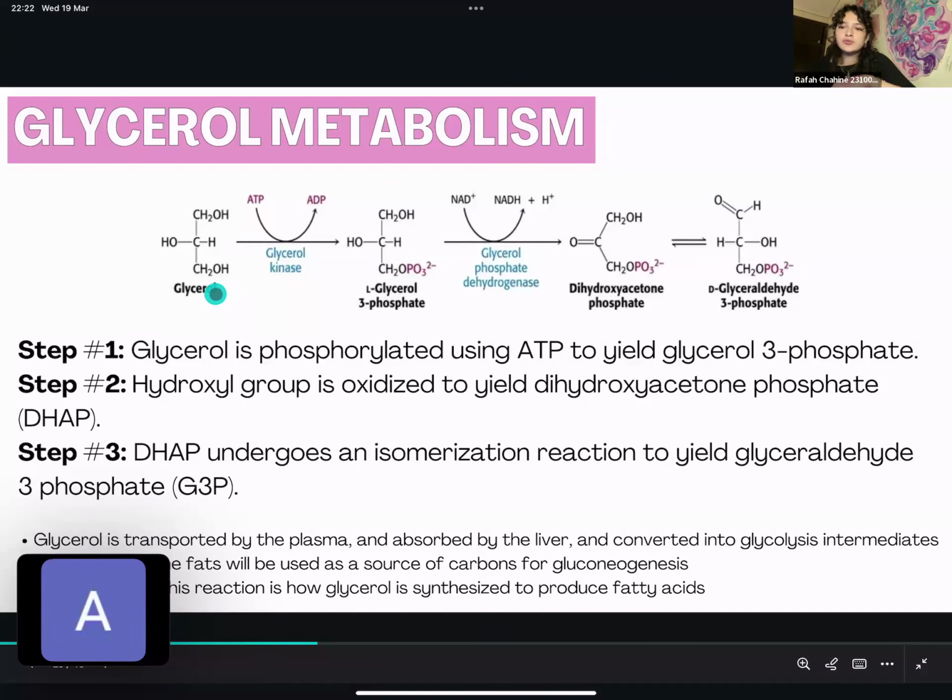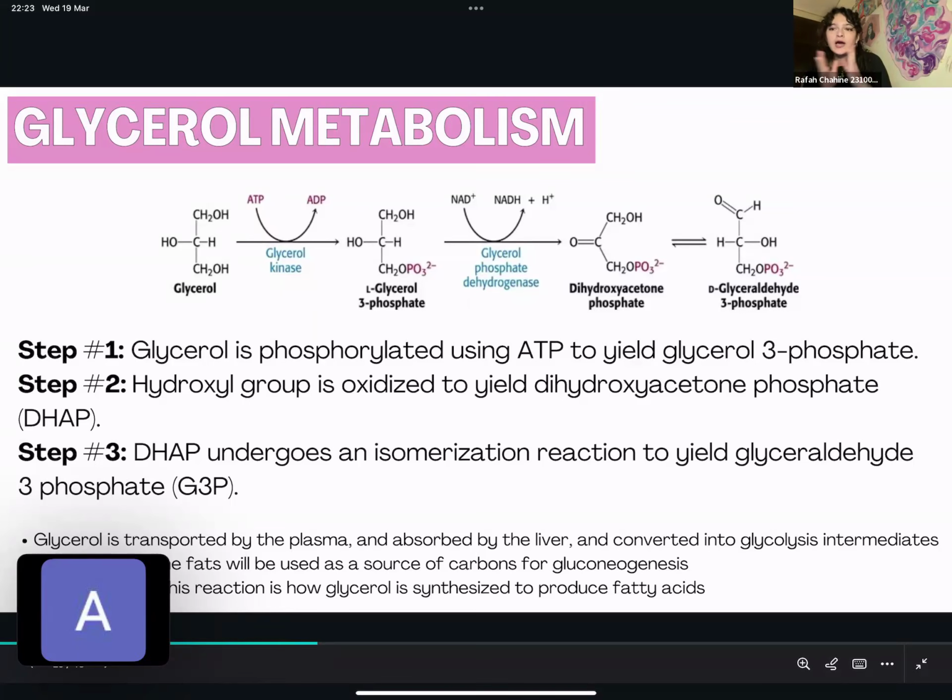So step number 1, glycerol is going to get converted into glycerol 3-phosphate with the help of glycerol kinase, which is going to use ATP to phosphorylate it. And obviously we're going to get an ADP in that process. And then in step number 2, we are going to use this glycerol phosphate dehydrogenase. Now, this is going to be relevant when we get to oxidation or beta oxidation, which is dehydrogenase. Whenever I'm using an enzyme that's a dehydrogenase, I'm dehydrogenating something. I'm removing hydrogen from something.